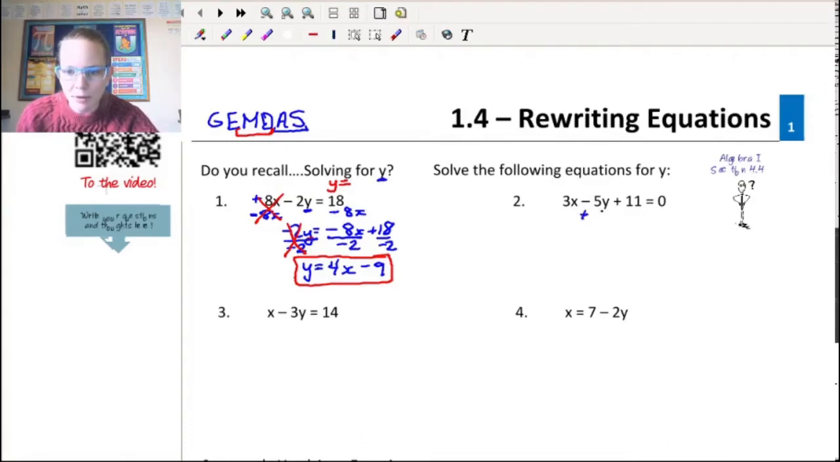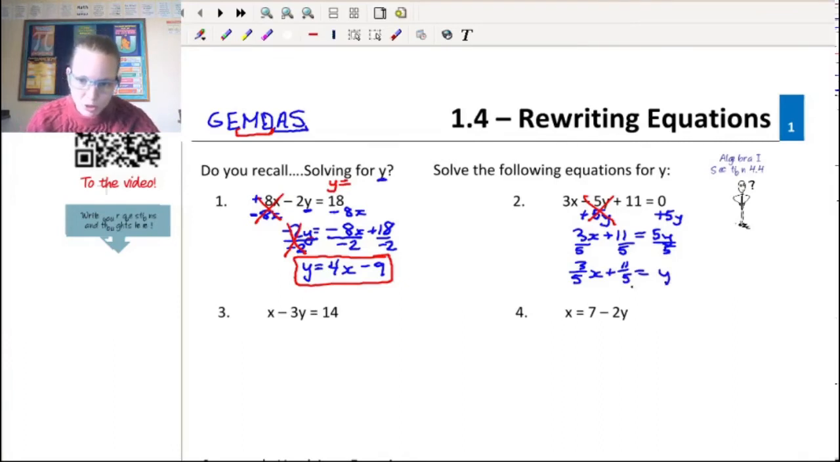So if I go plus 5y to both sides, then the minus 5y and the plus 5y, they will cancel out on the left-hand side, leaving me with 3x plus 11 equals 5y. Get the y by itself. 5 times y, the opposite of that is dividing the y. Oh, sorry, dividing the 5. So divide out the 5, and what I've got is 3/5 x plus 11/5 equals y.